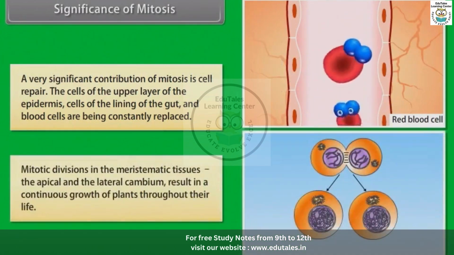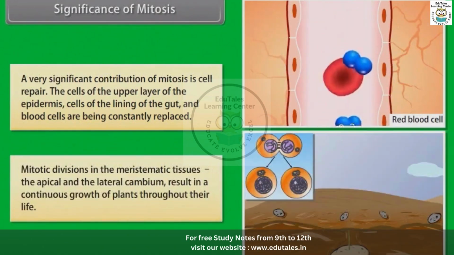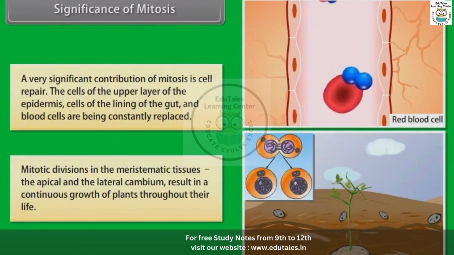Mitotic divisions in the meristematic tissues, the apical and the lateral cambium result in a continuous growth of plants throughout their life.